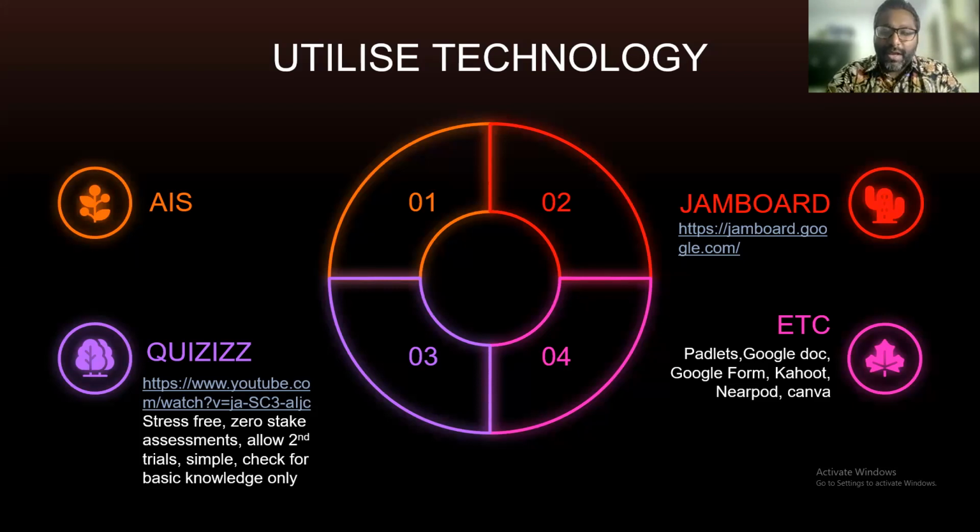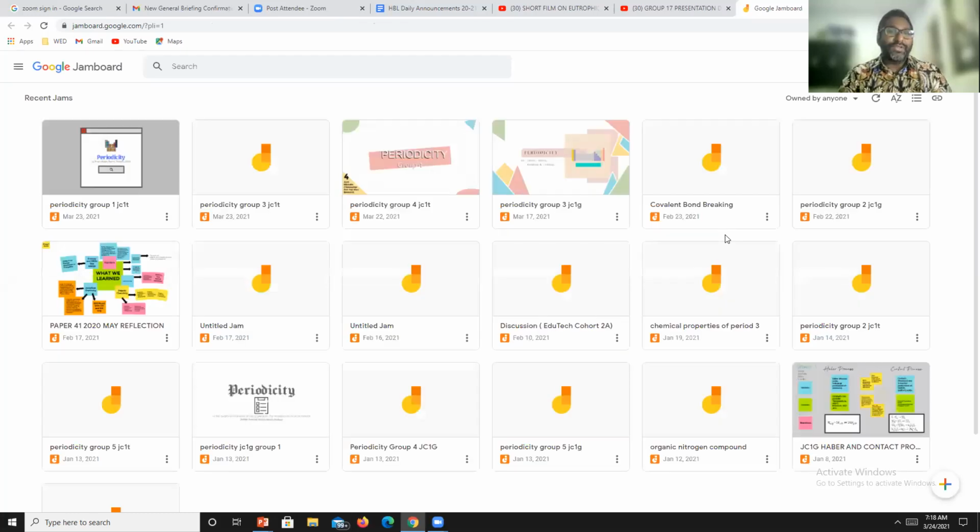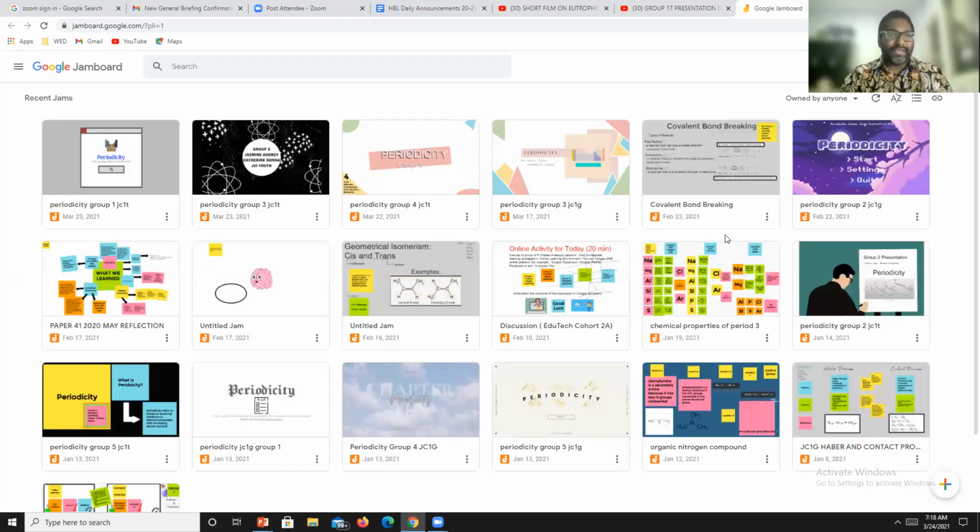There are so many technology apps, you can use Padlet, Google Document, Google Form, Kahoot, Nearpod, Canva. How to use them individually, I think, requires separate learning. But you can use all these to give assessment. I'll show you one example for Jamboard. Jamboard is from Google, and you can use it to assess the students.